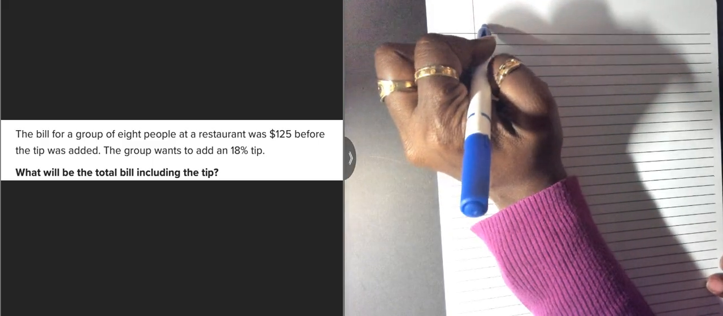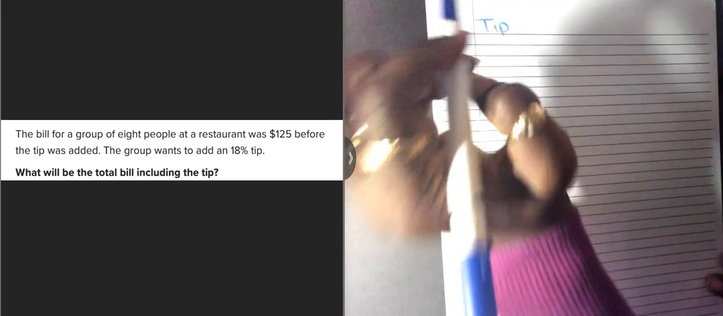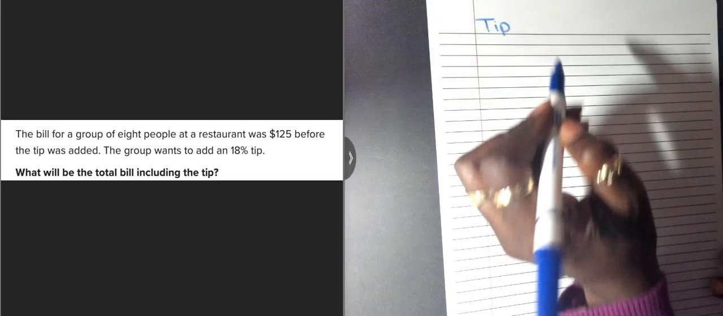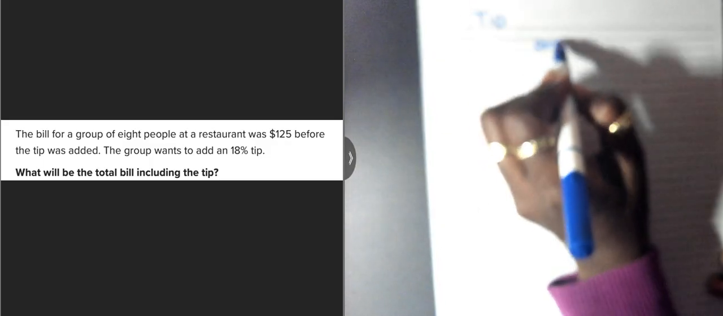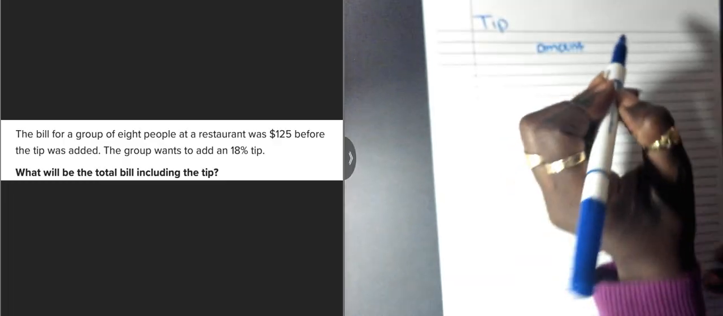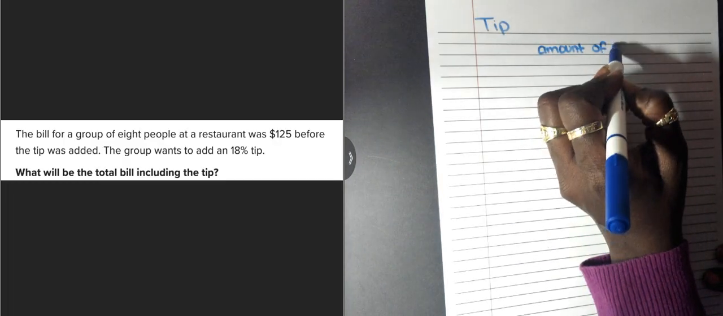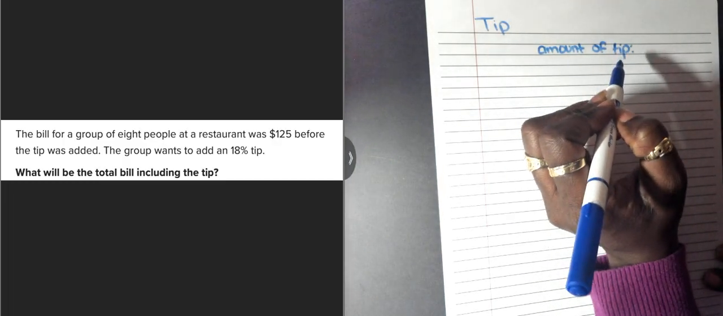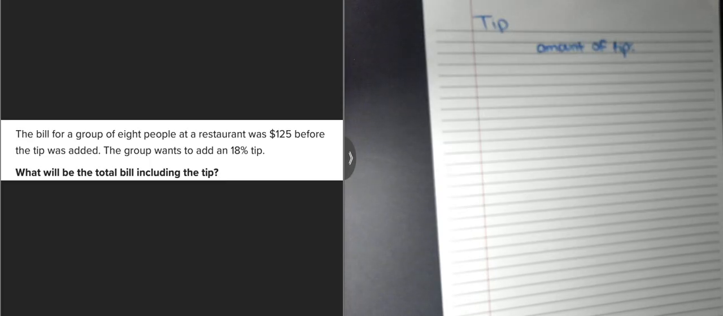So this example that we're going to work on is a tip. And so the example says the bill for a group of 8 people at a restaurant was $125 before the tip was added. The group wants to add an 18% tip. What will be the total bill, including the tip? So, what we need is we first want to know what the amount of the bill is. Okay. And remember that tips are treated the same way as taxes, it's just added on to whatever our total amount is.